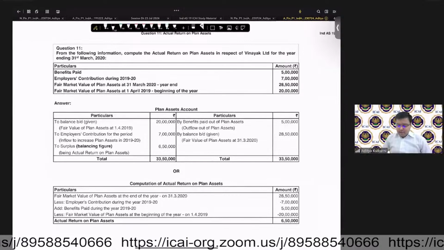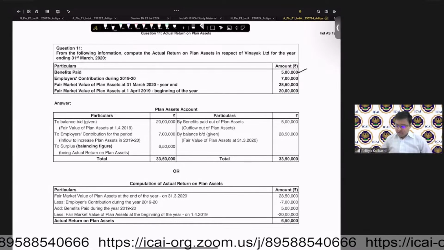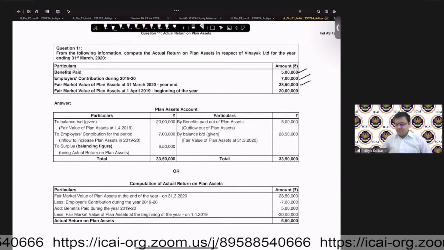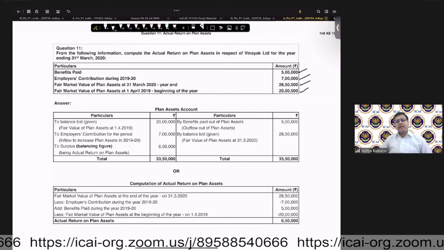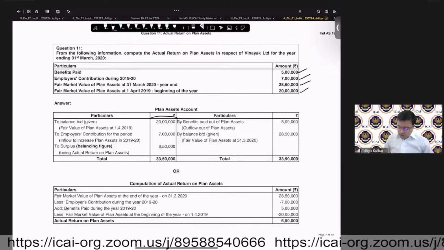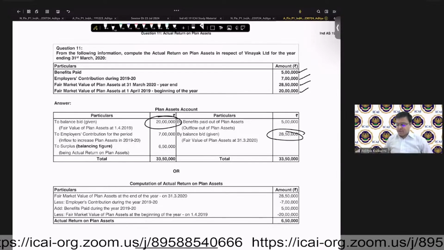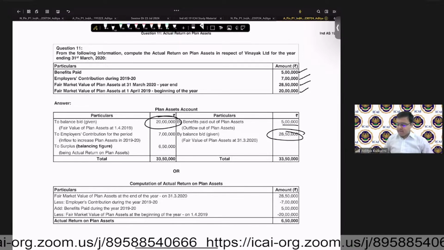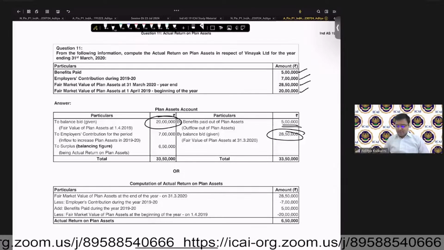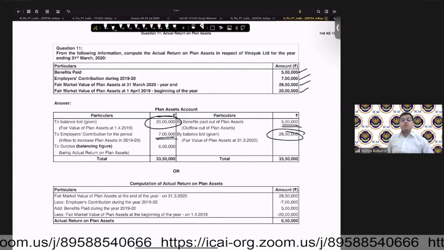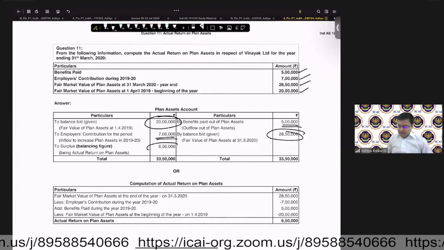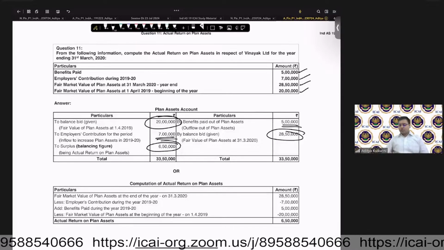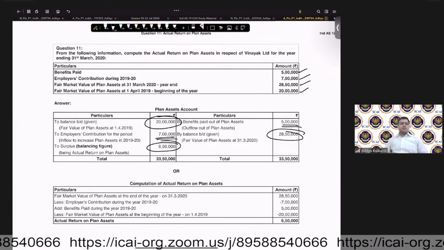Compute actual return. Benefits paid is 5 lakhs. Employer's contribution 7 lakhs. End of the year fair value is 28.50 lakhs. Opening value is 20 lakhs. Very simple. Opening is 20, closing is 28.50. Benefits paid means you will obviously liquidate the investments, so 5 lakhs will be credited. Employer's contribution is what you add to the fund. So the balancing figure of 6,50,000 is the surplus that you have generated.